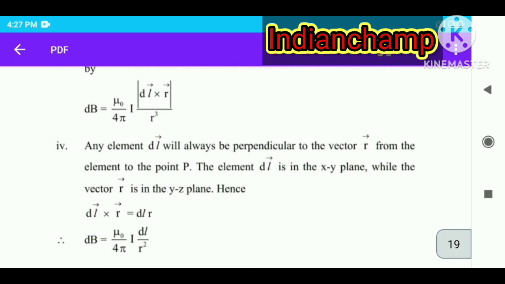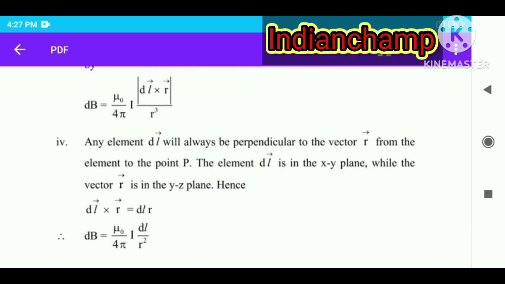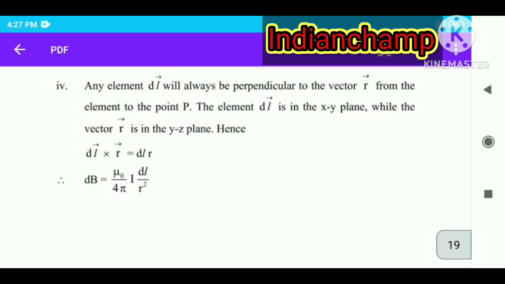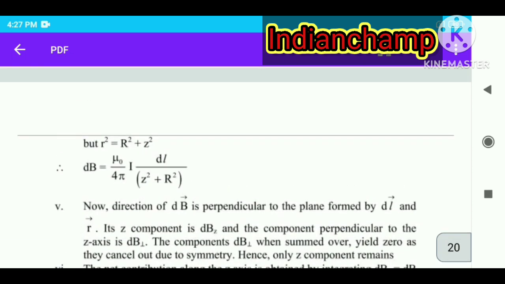Fourth, any element dl bar will always be perpendicular to vector r bar from the element to the point P. The element dl bar is in the xy plane, while the vector r bar is in the xy plane. Hence, dl bar cross r bar is equal to dl into r. Therefore, dB is equal to mu 0 divided by 4 pi into I dl divided by r square. But r square is equal to z square plus R square. Therefore, dB is equal to mu 0 divided by 4 pi into I dl divided by z square plus R square.